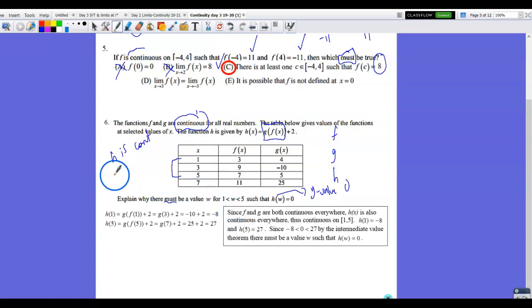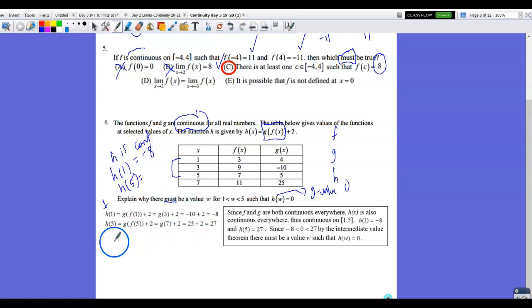All right, so the next thing we need to know then is what are the y values that are produced by each endpoint. So what is h of 1 and what is h of 5? And to find those, I'm going to substitute those into my function, and that's the work that I'm doing here. So h of 1 is equal to g of f of 1, and I'm going to go into the table. f of 1 is 3. Go into the table. g of 3 is negative 10. Negative 10 plus 2 is negative 8.